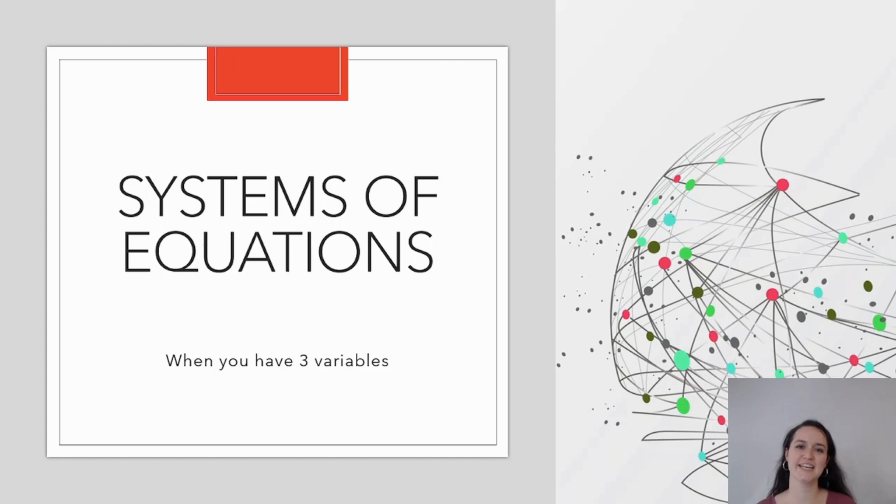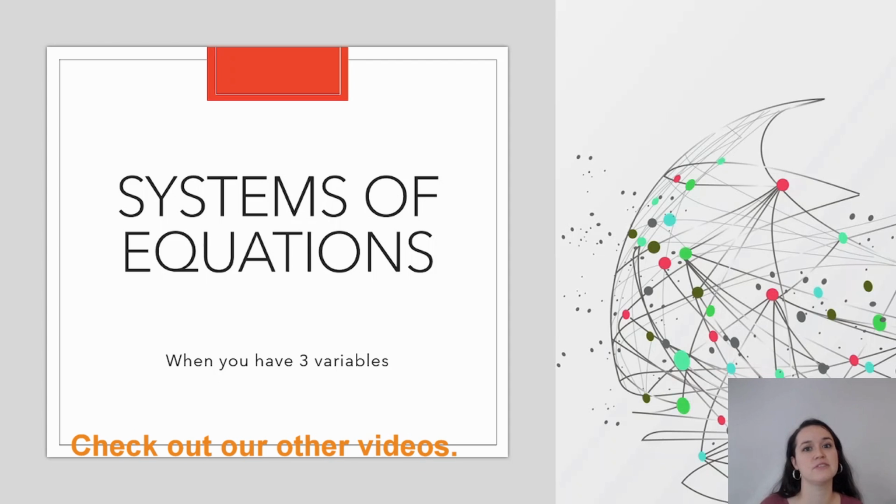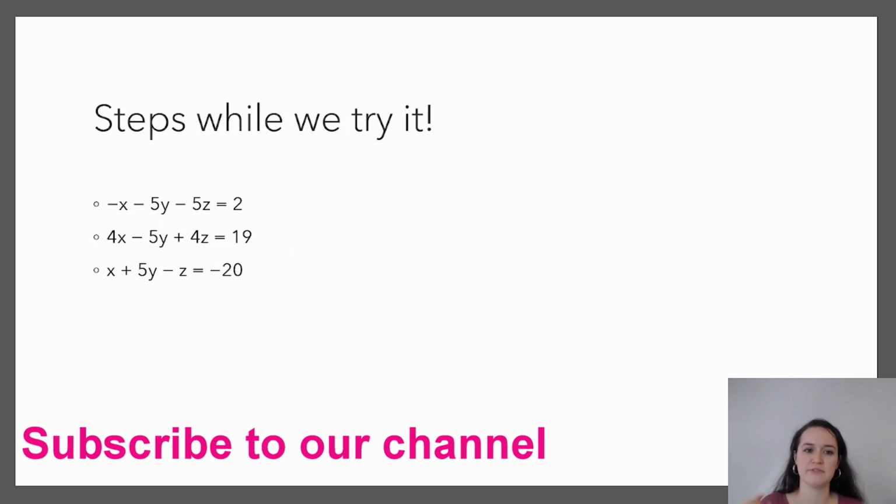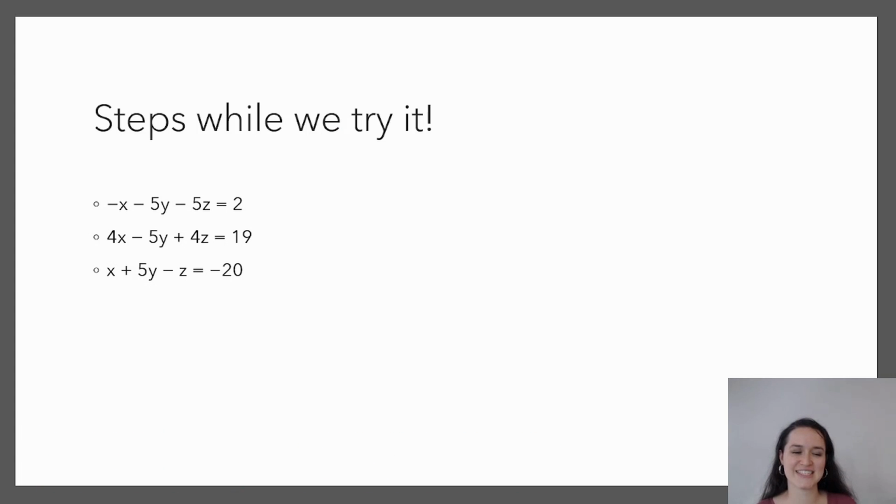Hey everyone! In today's video we're going to be talking about systems of equations with 3 variables. That's a lot. We have lots of videos on how to solve systems when you have 2 variables like graphing and substitution and elimination. But now we have 3 variables. It looks like this. So we have x, y, and z, which means we need to solve for all 3.